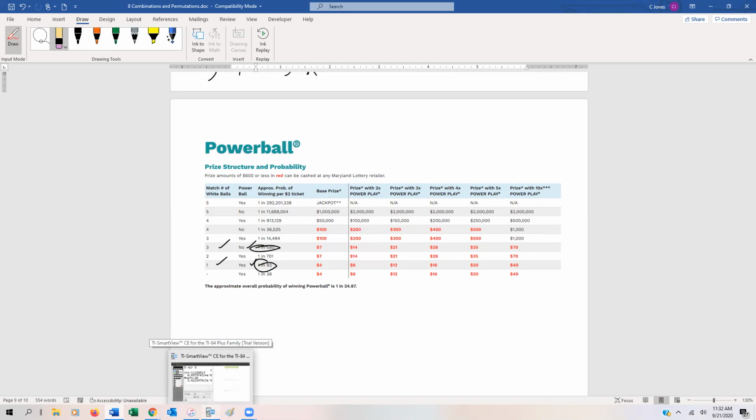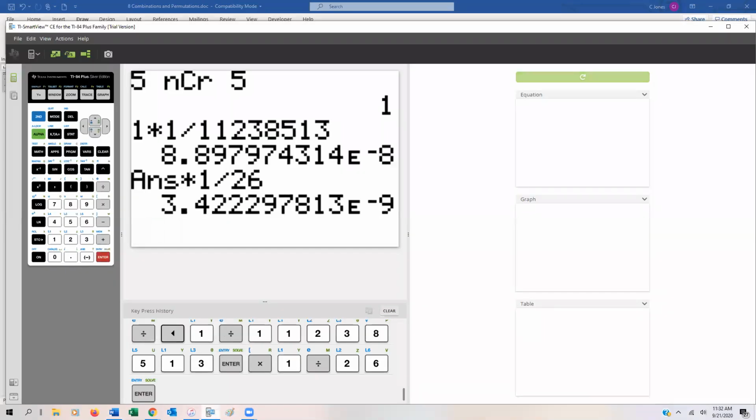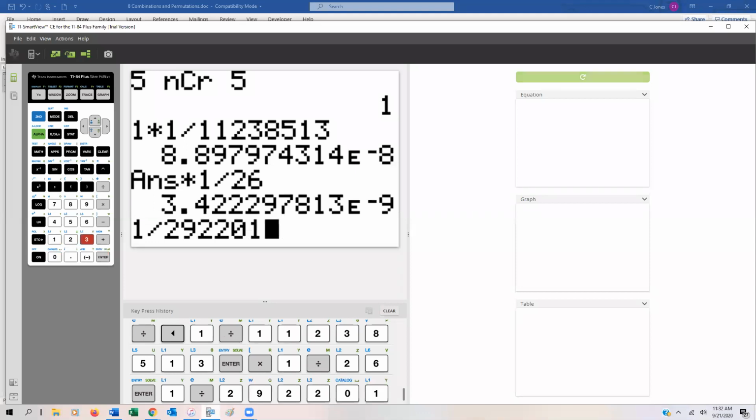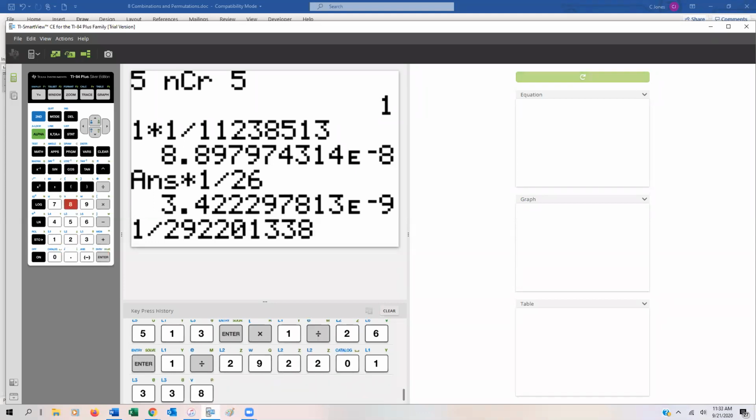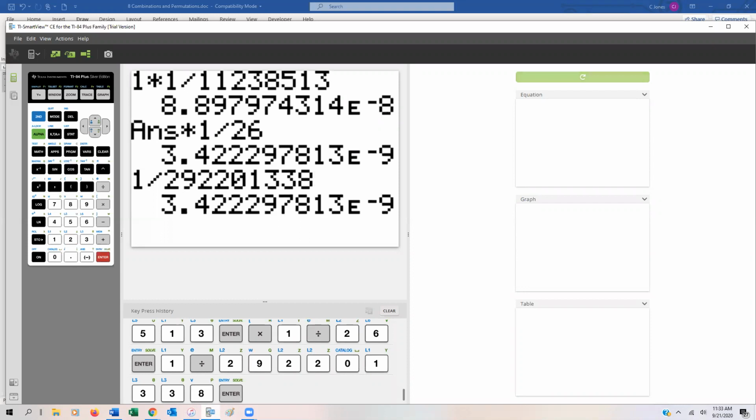So 1 out of 292,201,338. All right, and if I type that in correctly and check that out, this one is perfectly accurate. And the reason it's perfectly accurate is because there's only one possible way to win it. So they don't have to round it up to the nearest integer. This one's just like a perfect integer value.